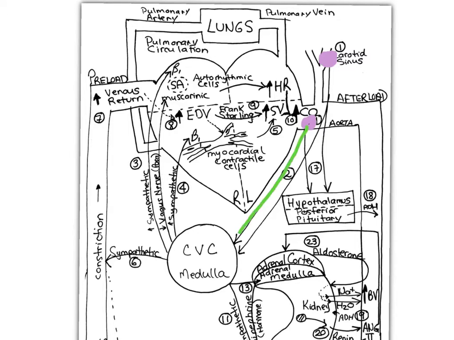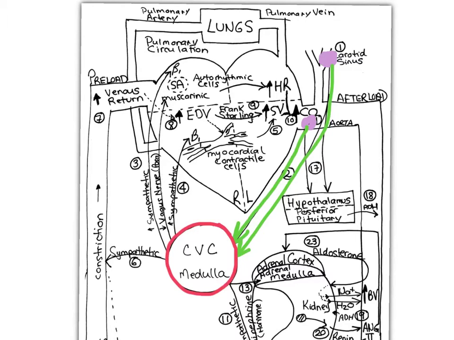So the afferent signals here and here are sent to the control center, which in this case is the cardiovascular control center in the medulla oblongata. There are going to be other components of these response loops. We are just concentrating right now on those involved with the heart.